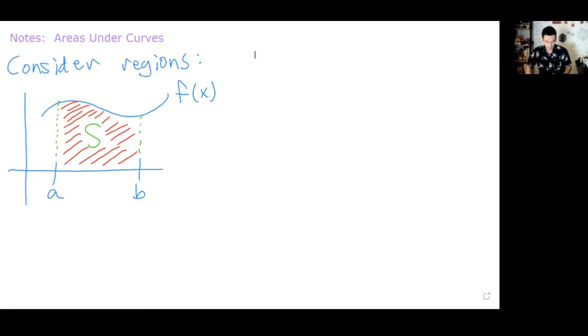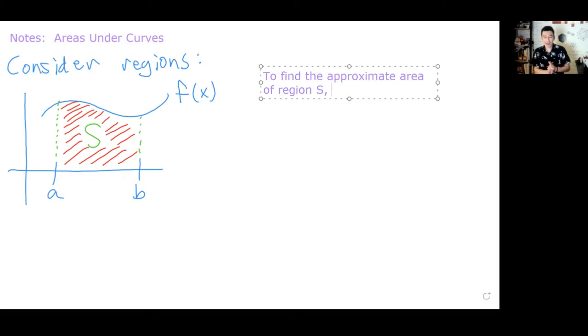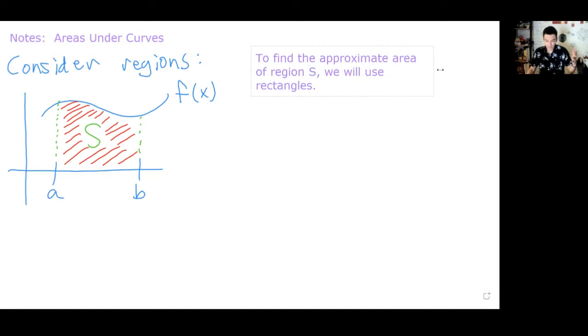Well, jot this down. To find the approximate area of region S, we will use rectangles, period. So this is what we're going to do today. To find approximations, just like a ballpark figure, we're going to use rectangles. Let me also jot this down here for us.